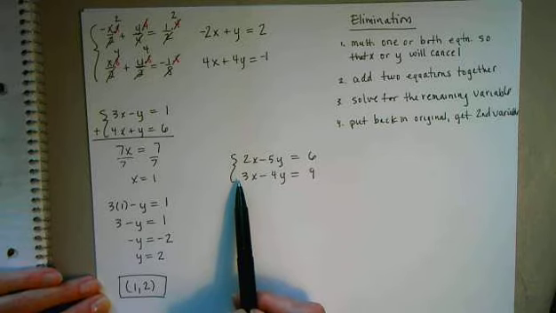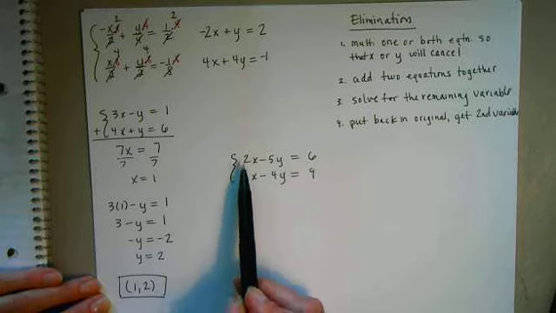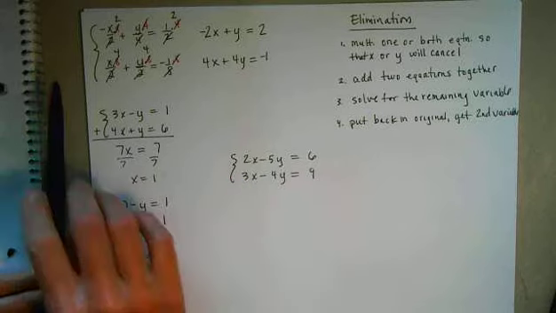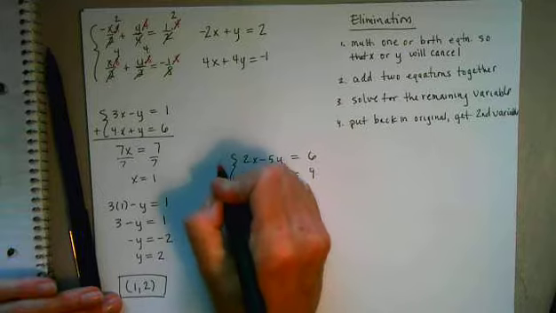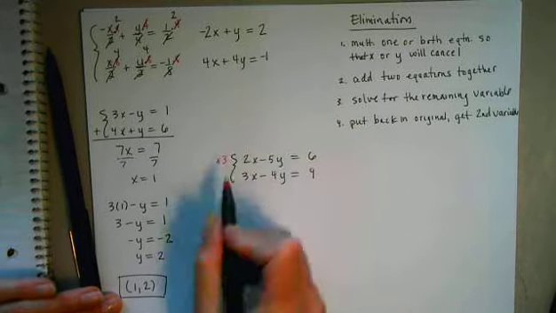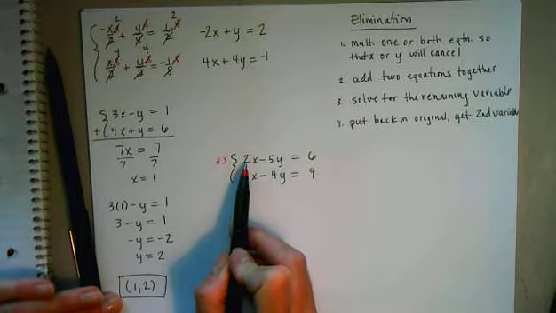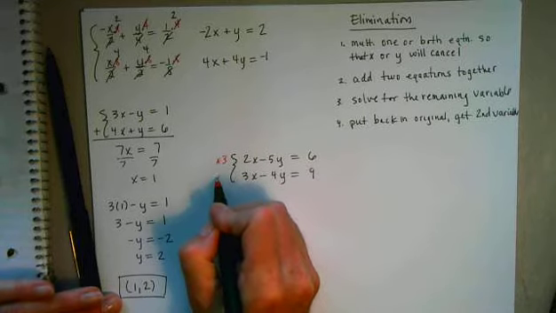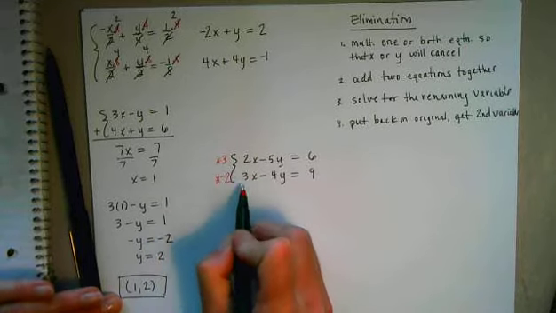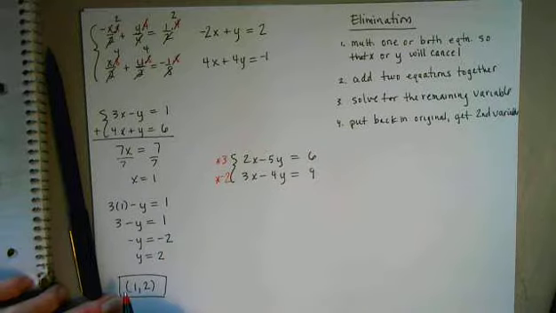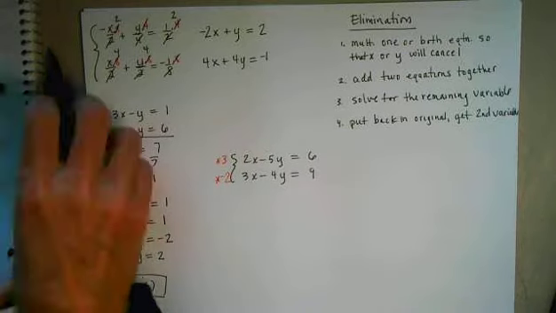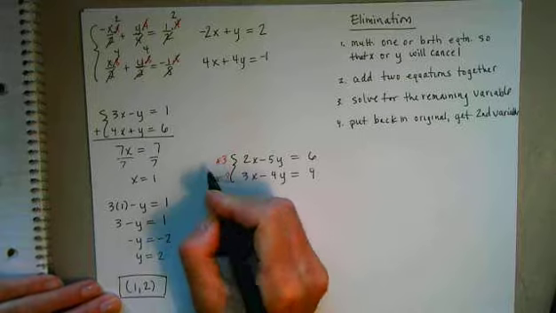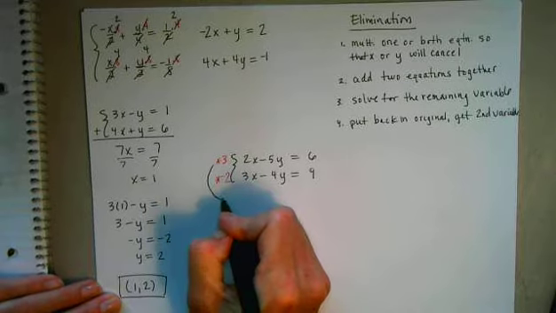So if I want those to cancel, I want to make them the smallest thing I can think of that will be equal. So I'm going to times the top by 3, and that would make that 6x. So in order to cancel, I will have to make this negative 6x. So I'm going to times it by negative 2. So this is what I'm going to do. I'm going to times that by 3, and I'm going to write it right here.